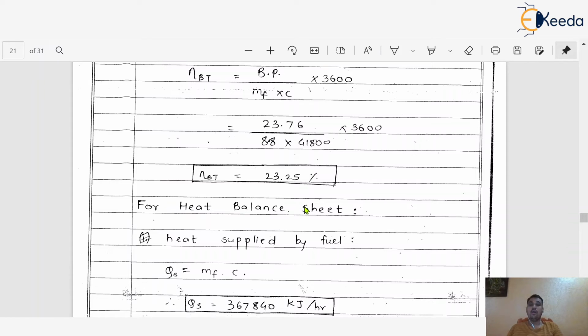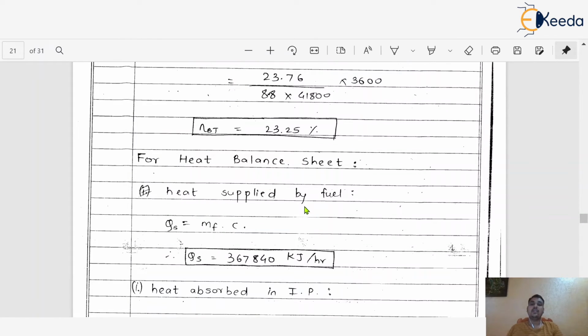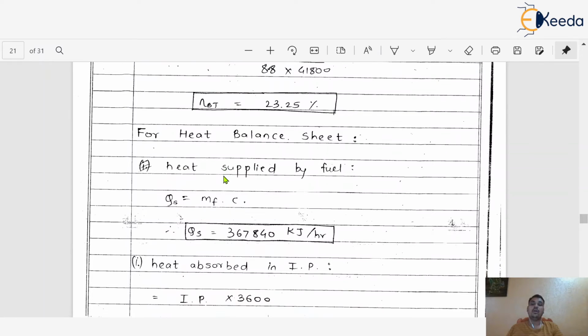For the heat balance sheet, we already discussed the theory calculation. With the help of that theory knowledge, we are going to use this particular heat balance sheet. First of all, in the case of heat balance sheet, we have to calculate the heat supplied by fuel. So what is the total heat supplied by the fuel? We have the formula of QS.